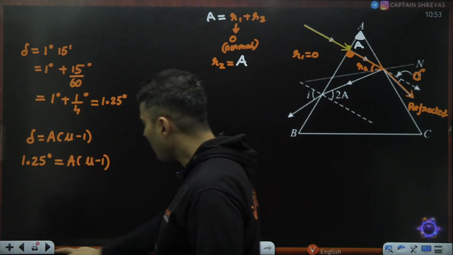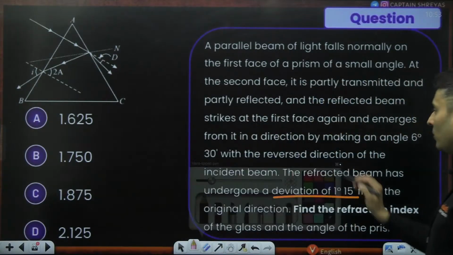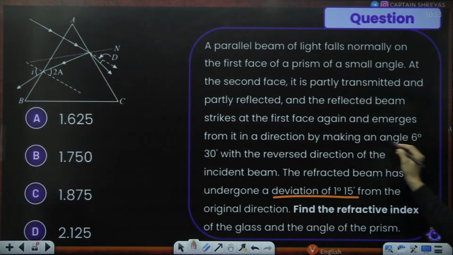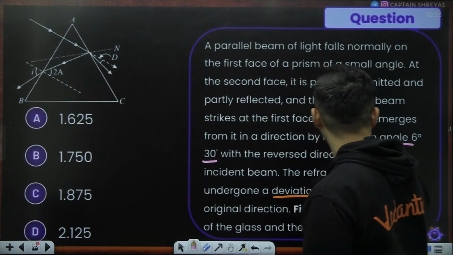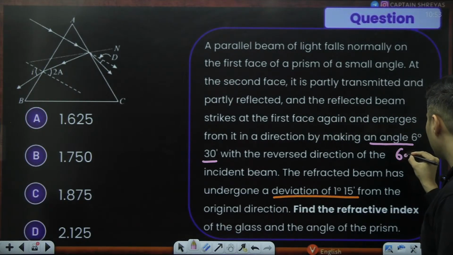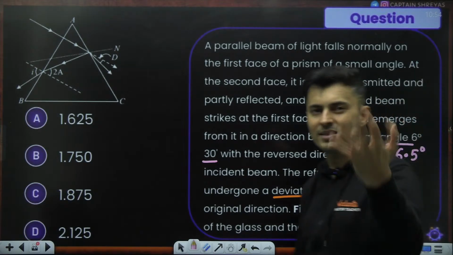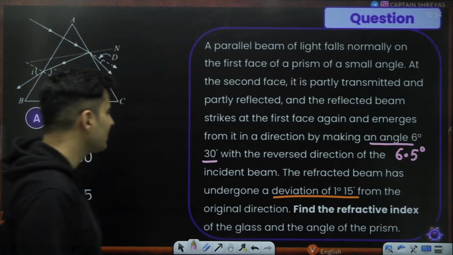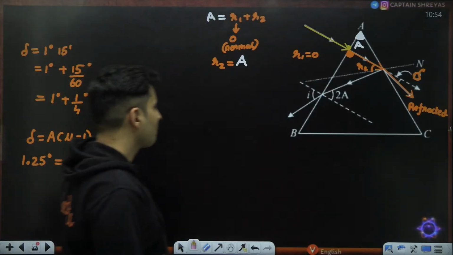Okay. Now let's see if something else is given to us. Maybe there is over here. Yes, we did not use this fact that the emergent ray is making an angle of 6 degrees 30 minutes, which is basically 6.5 degrees, because 30 minutes is half of 60 minutes. So it is 6.5 degrees with the reverse direction of the incident beam. Okay. Well.